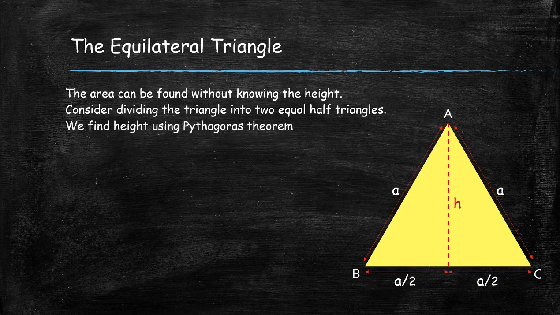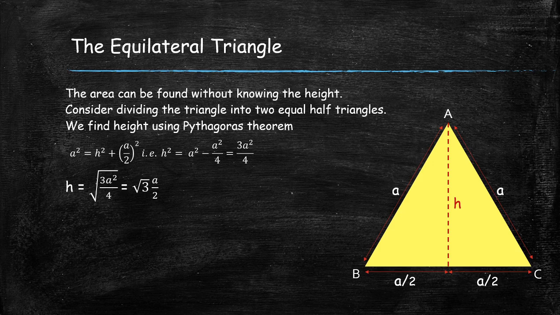Now we find the height using Pythagoras theorem. Pythagoras theorem is covered in our previous video. The link of the video is given in the description below. a square is equal to h square plus (a upon 2) whole square, that is h square is equal to a square minus a square upon 4, which is 3a square upon 4. It is a bit confusing, but if you closely look at it, it makes a lot of sense.